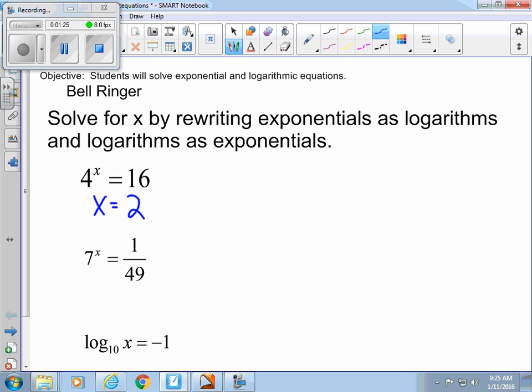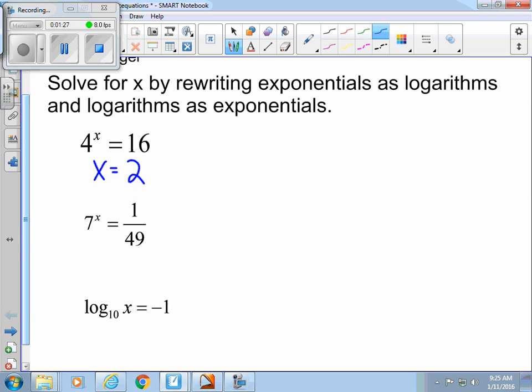Okay, so 7 to what power is 149? Well, what power goes there? -2. How do you know it's -2? Because a negative exponent flips the fraction and the 2 squares it. Now, how many of you this one was tougher for you? Okay. Maybe you couldn't do it in your head. Maybe you could. That's where logarithms come in handy.